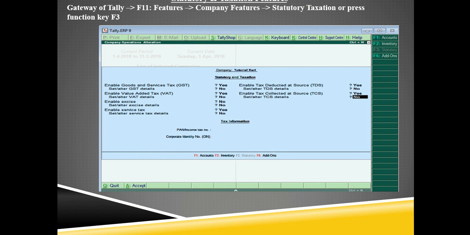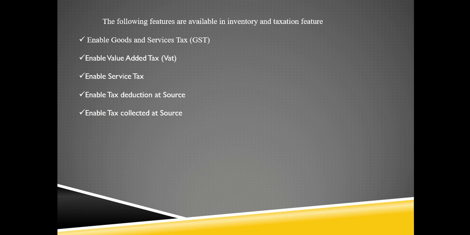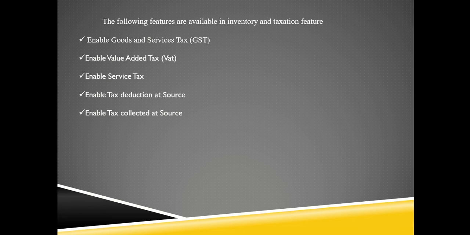Your third option is statutory and taxation options. This is how a statutory and taxation option will be enabled. So under that you have enable goods and service tax, value added tax, service tax, tax deduction at source, tax collected at source. So if you want to activate all these options, it will be activated, and when you're creating a financial statement, all these options will be included, and it will automatically set your financial statement in a much more standardized way.